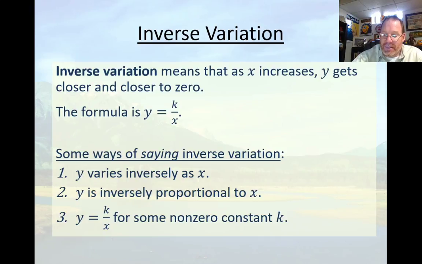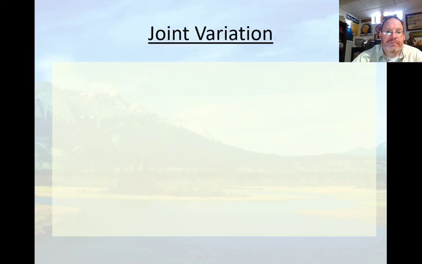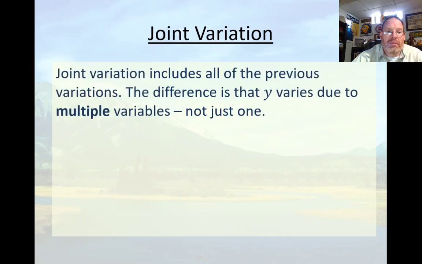And the last type of variation that we're dealing with is joint variation. That includes all the previous types of variation that we talked about: direct, a power of n, inverse, all of those, but now we're using more than one variable.